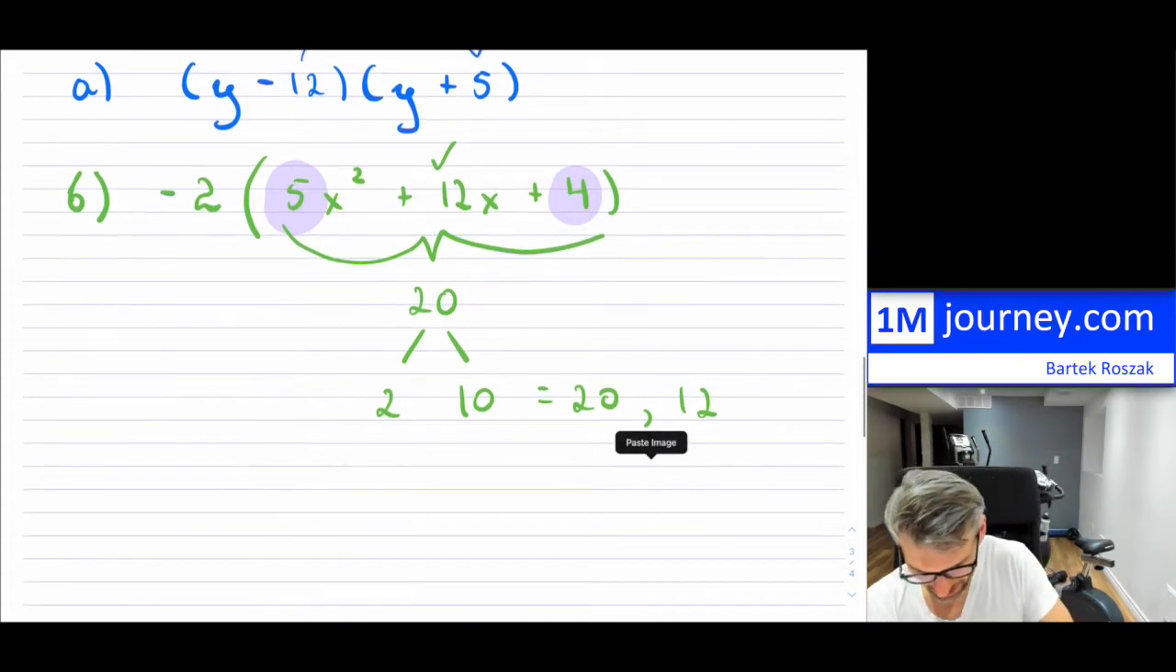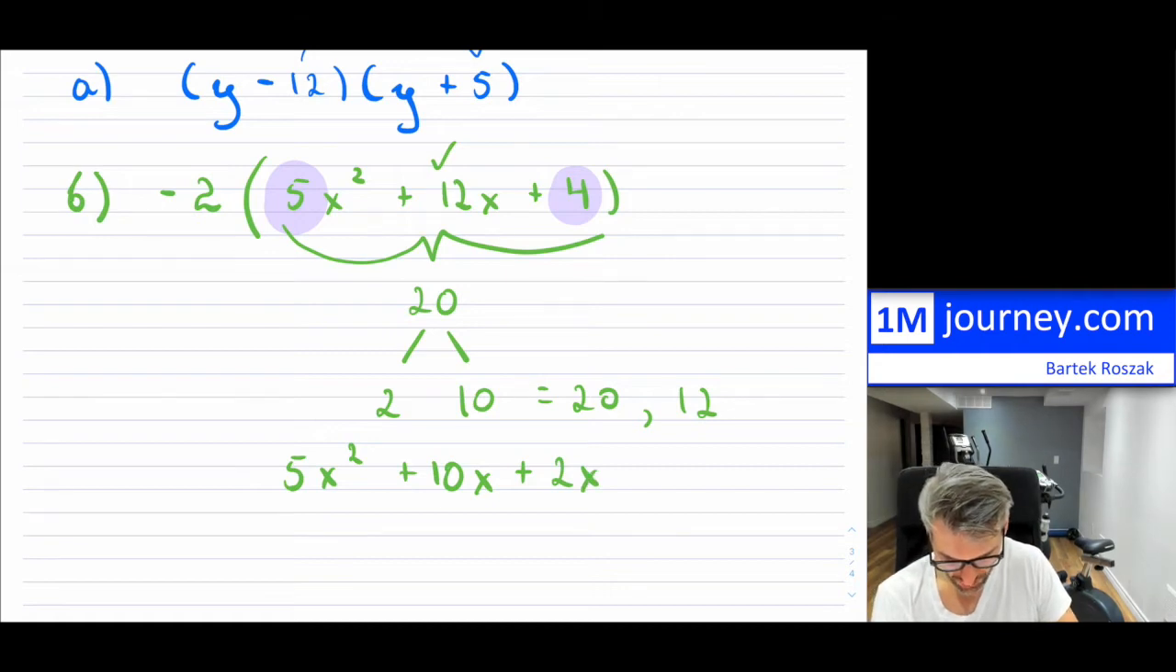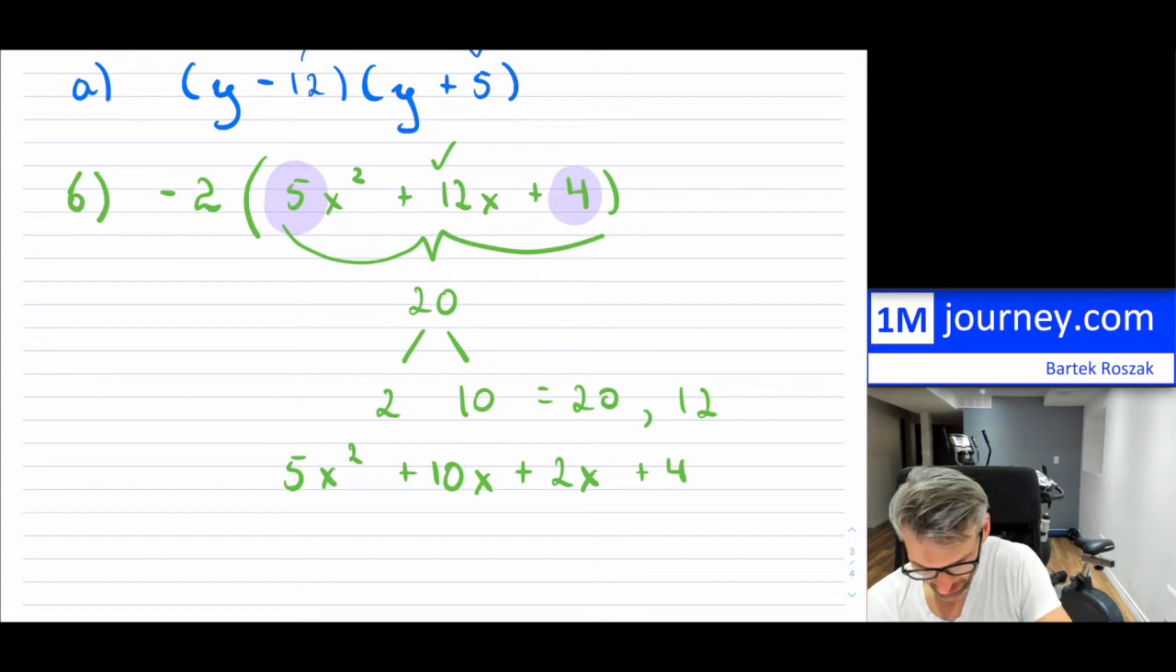And now I can factor this whole thing out. So let me do it by decomposition. So negative 5x, so plus 10x plus 2x. So I've decomposed that 12x into 10x plus 2x plus 4. And now I'm going to factor. So I'll take out the 5x from here. It's going to leave me x plus 2.